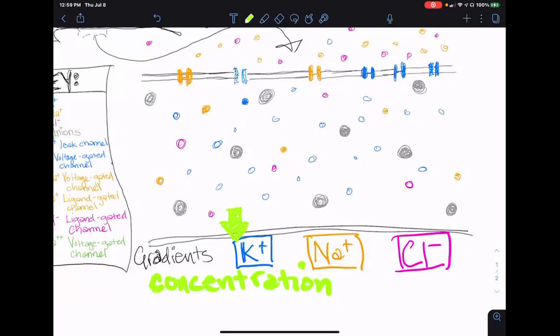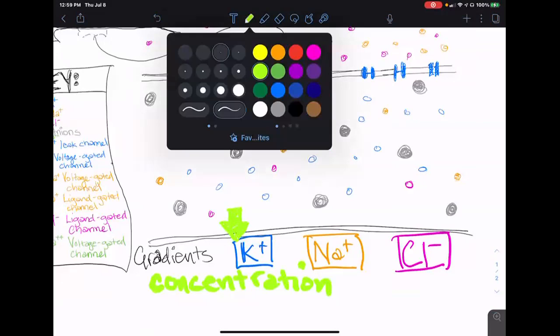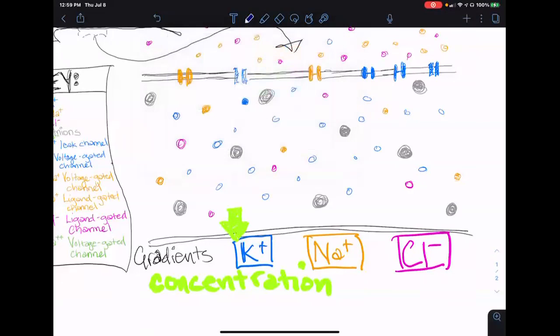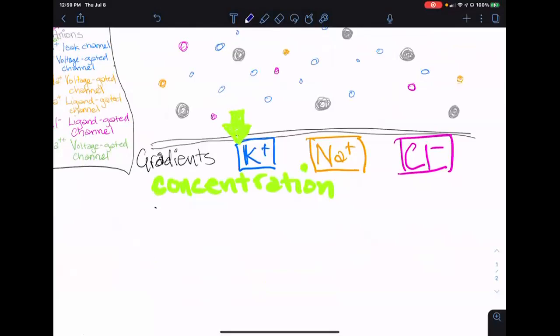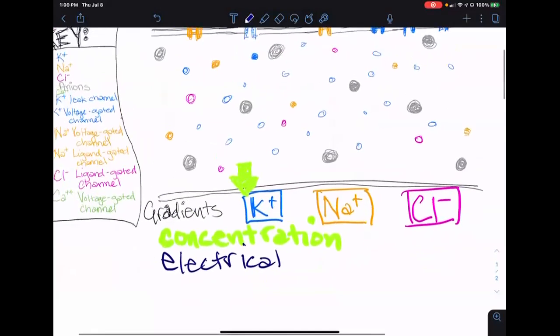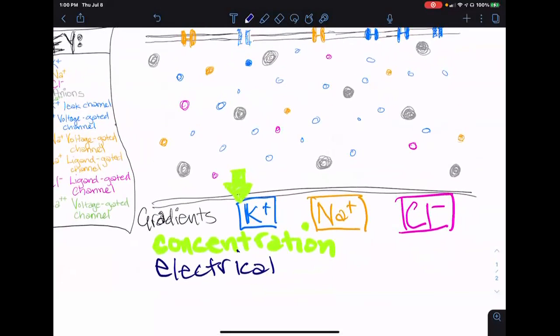But what keeps it from doing that is there's also an electrical gradient, which is sort of this darkish purple color. And the electrical gradient, essentially, have you heard the term opposites attract? Well, that is not true when we're talking about people. But when we're talking about ions, that's absolutely true. Opposites absolutely do attract. So potassium, it's more negative inside the cell, and potassium is a positively charged ion.